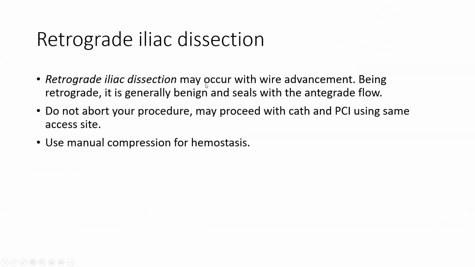So again, retrograde iliac dissection may occur with wire advancement. It is generally benign and seals with the antegrade flow. Do not abort your procedure. Eventually use manual compression for hemostasis, not a closure device.